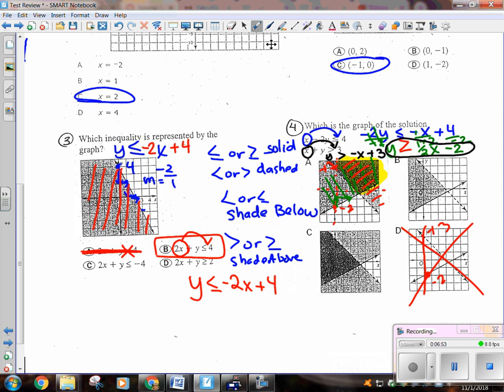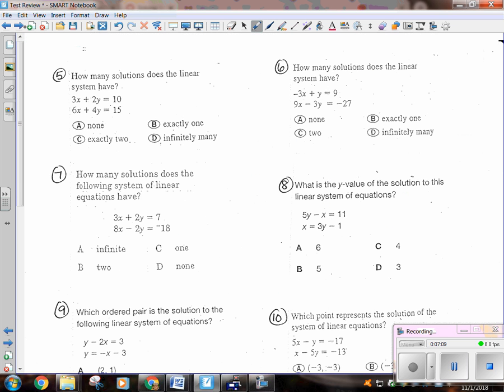Okay. This one is not shaded in the right place. This one's shaded below, which would be less than, and both of my signs are greater than. So that one's shaded in the wrong place. A is the best. Okay. These are not easy. Take your time.